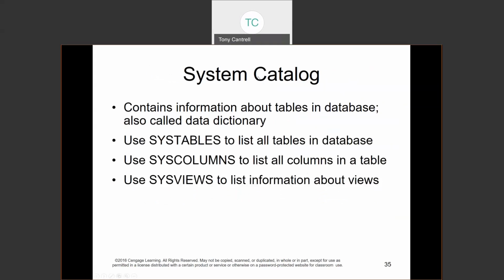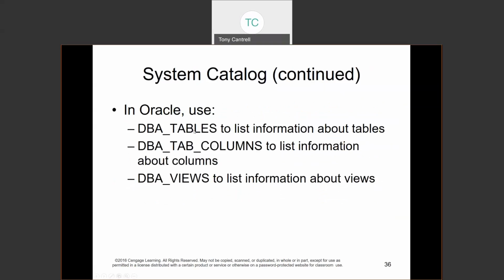System catalog. It's also referred to as the data dictionary. It contains information about the tables in the database. Use LIST TABLES to list all the tables in the database, LIST COLUMNS to list all columns in it, and LIST VIEWS to list all information. Now, this depends on what database management system you're using. If you're using Oracle, these are the commands you use. We're using MySQL. All right, so you can try these, but they're not going to work.